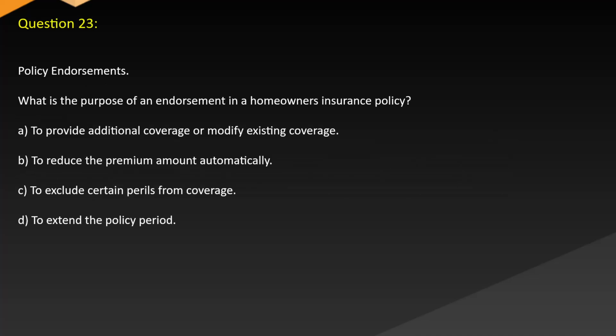Question 23. Policy endorsements. What is the purpose of an endorsement in a homeowner's insurance policy? A. To provide additional coverage or modify existing coverage. B. To reduce the premium amount automatically. C. To exclude certain perils from coverage. D. To extend the policy period.